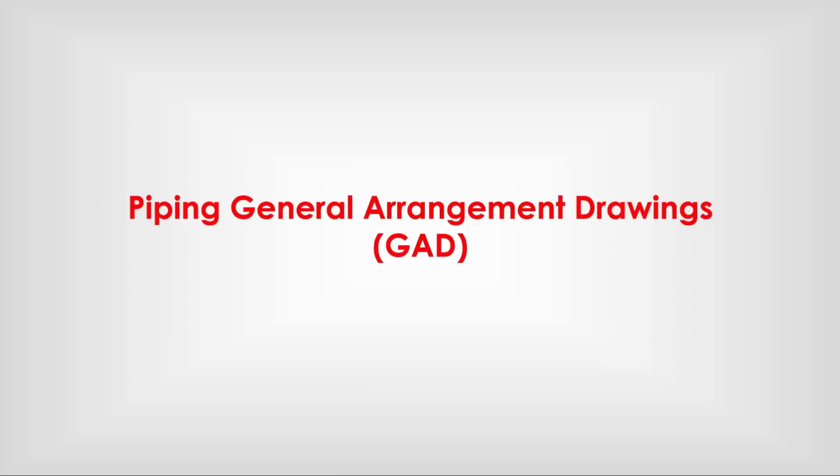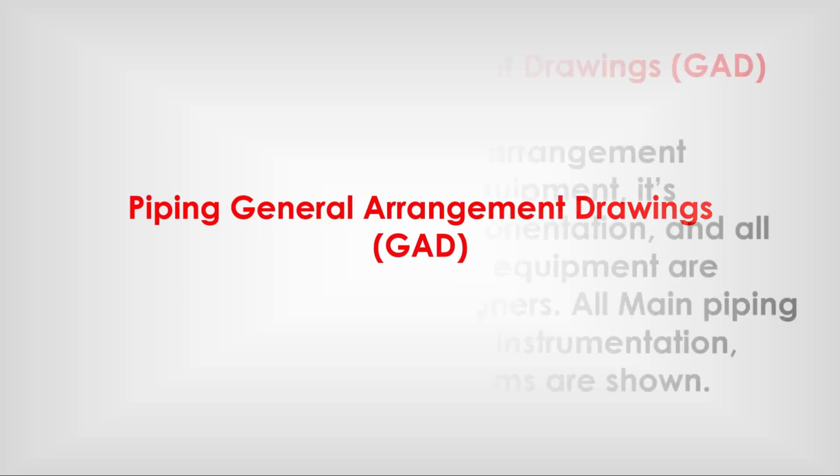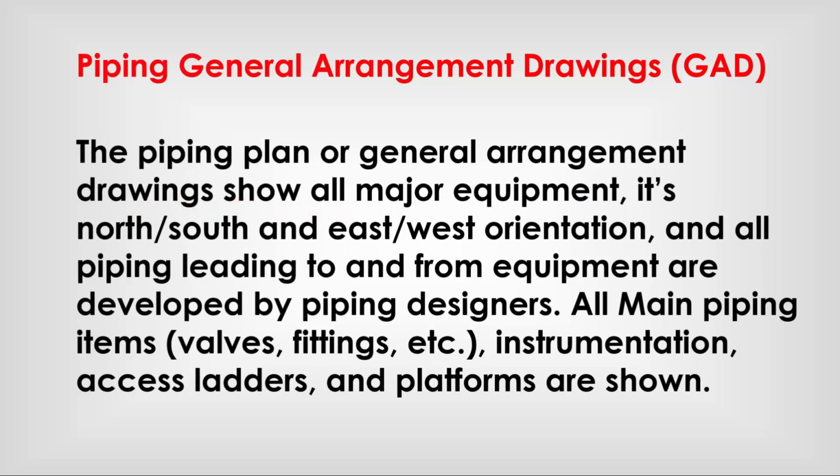Piping General Arrangement Drawings (GAD). The piping plan or general arrangement drawing shows all major equipment, its north, south and east-west orientation, and all piping leading to and from equipment, and is developed by piping designers. All main piping items, valves, fittings, etc., instrumentation, access ladders and platforms are shown.